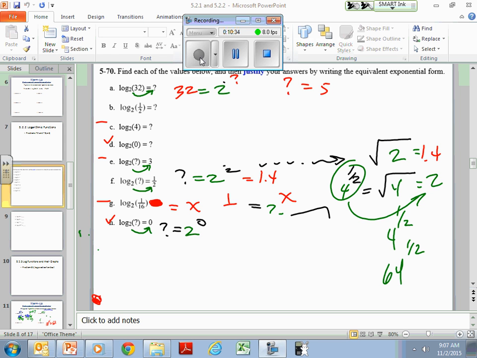Anybody know what 2 to the 0 power equals? I heard it. And I do appreciate you guys speaking lower that way. If it's not right, we can take it back. Say the answer again, please. 1. 1 is correct. 2 to the 0 power equals 1. Anything to the 0 power equals 1. There's some reason for it.